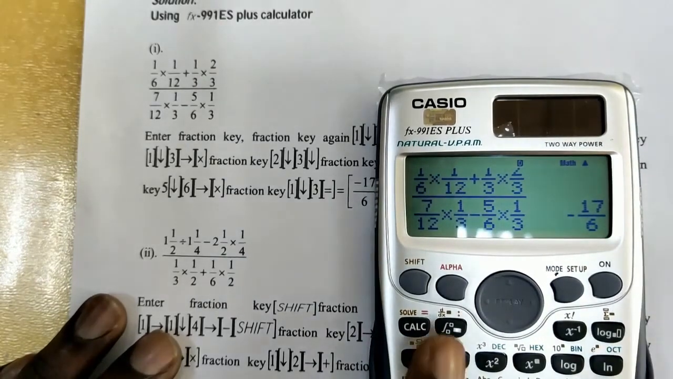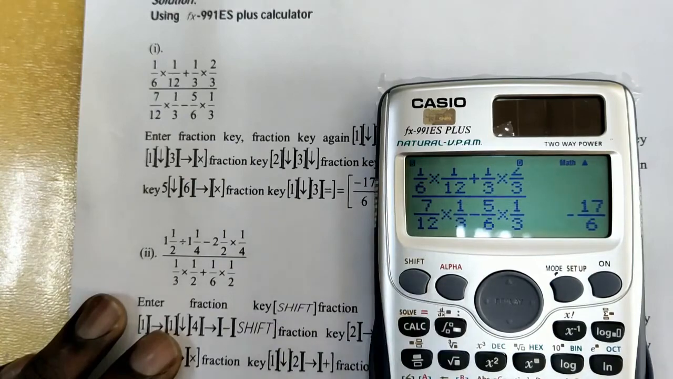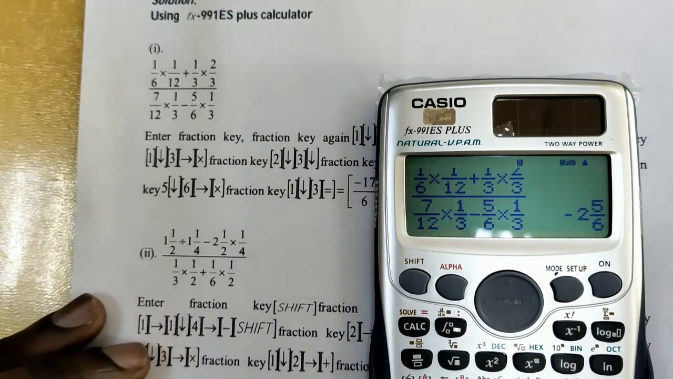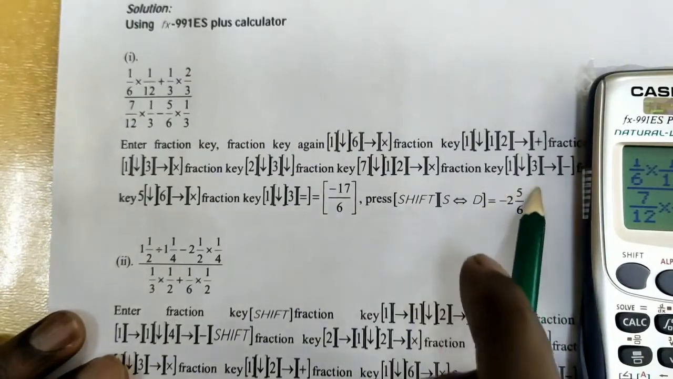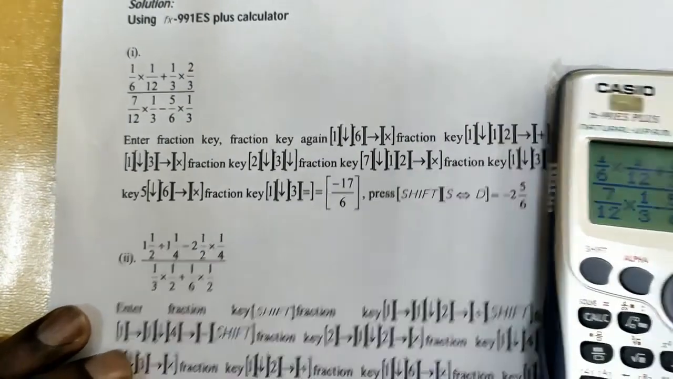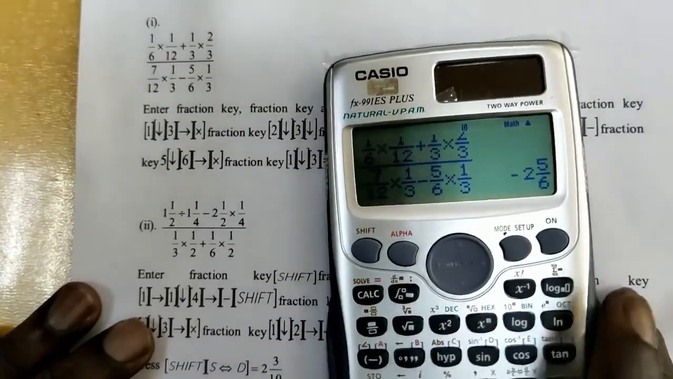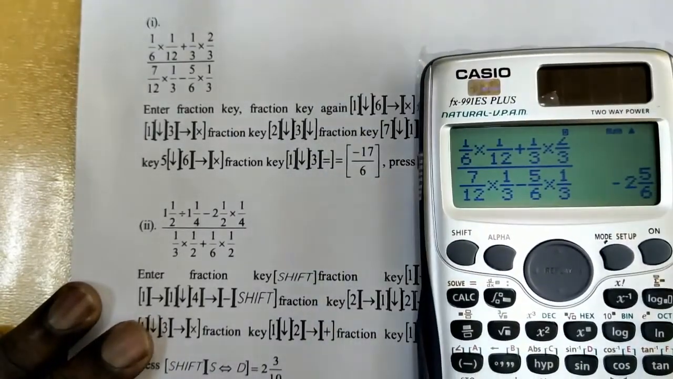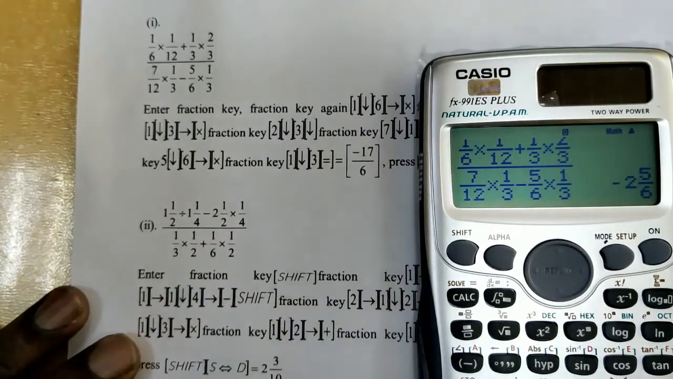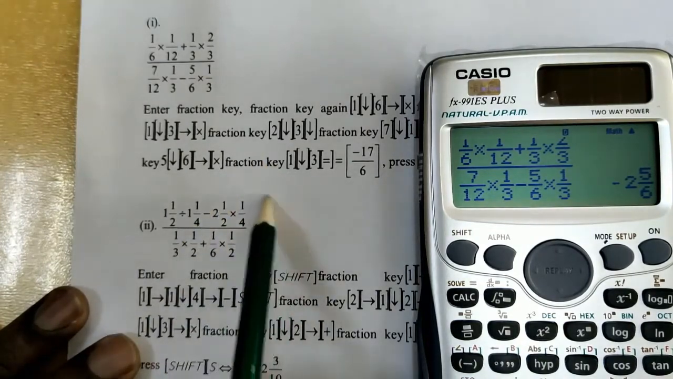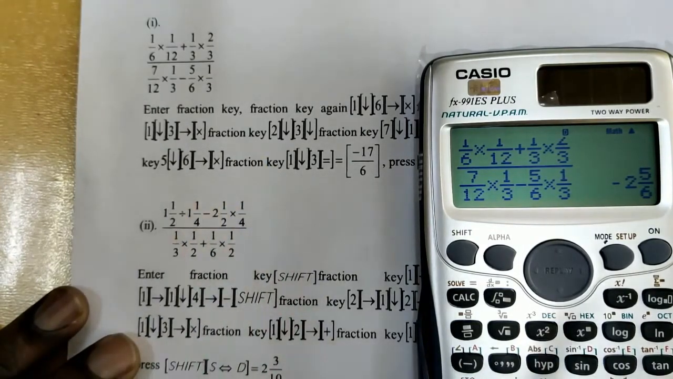And so you have to go to the shift key, to the conversion key, to get 2 whole number 5 over 6. And so this is the answer here, and it's very simple. It's the same thing that you can use to deal with the second question, which is this one. This is the second question. Now this has mixed fractions in it already.